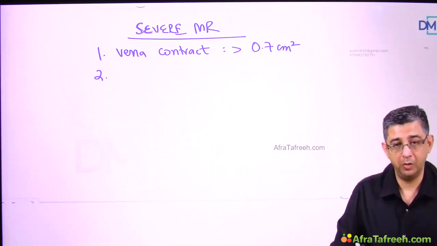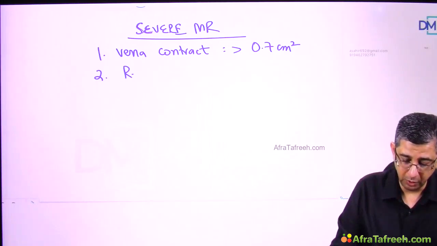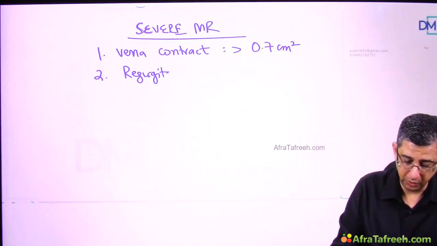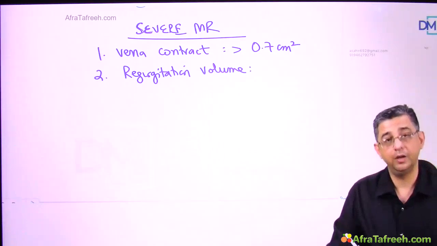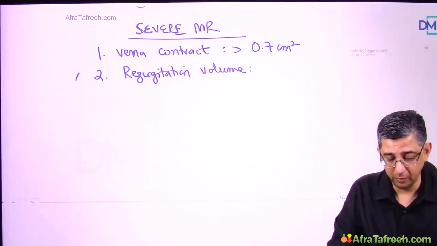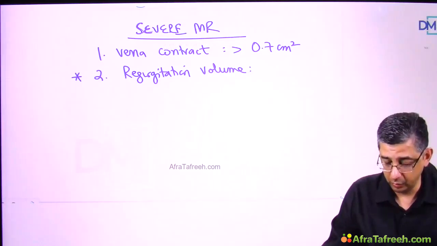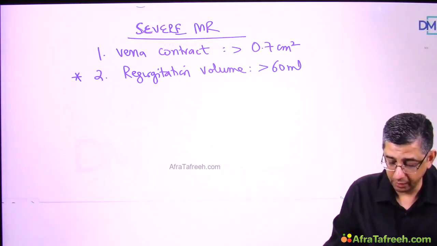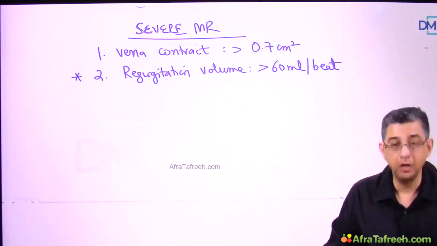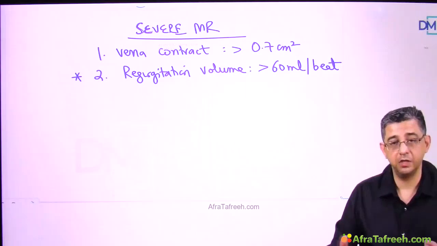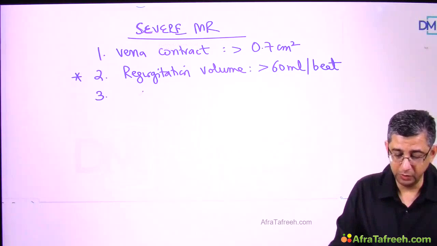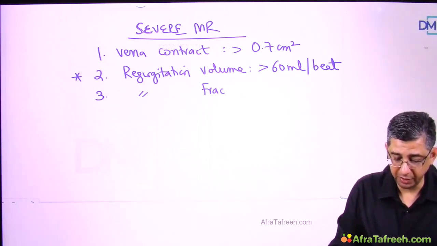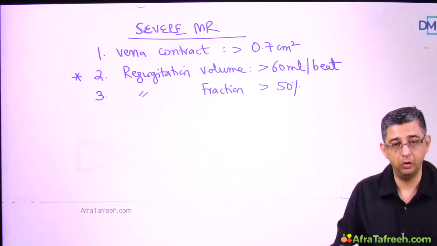The second parameter to be remembered would be regurgitant volume of blood, that is how much amount of blood is going from LV to LA. This criterion is the same as that of aortic regurgitation. So remember, for both AR and MR, if the regurgitant volume is more than 60 ml per beat, it signifies the severity of aortic regurgitation, severity of mitral regurgitation. Instead of writing regurgitant volume, sometimes he might write the word regurgitant fraction, which should be more than 50%, or he might write 0.5, either of the two.